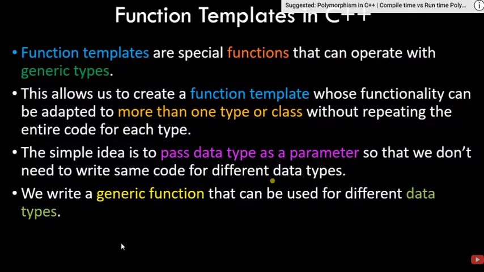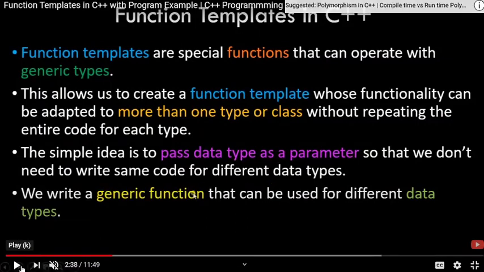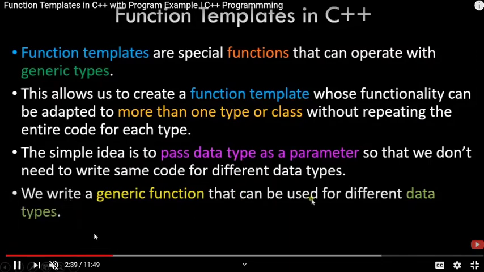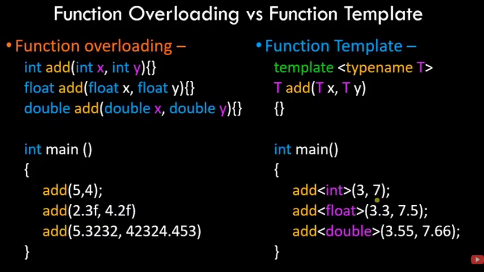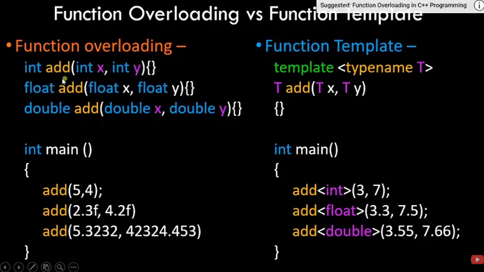The simple idea is to pass the data type as a parameter so that we don't need to write the same code for different data types. Usually in function overloading, we pass data values as arguments, but in function templates, you pass the data type itself. Let me give an example. Here there is function overloading code and function template code. I have defined a function named add for different data types. For integer data type, I have one function. For float, one more add function, and for double, one more add function.